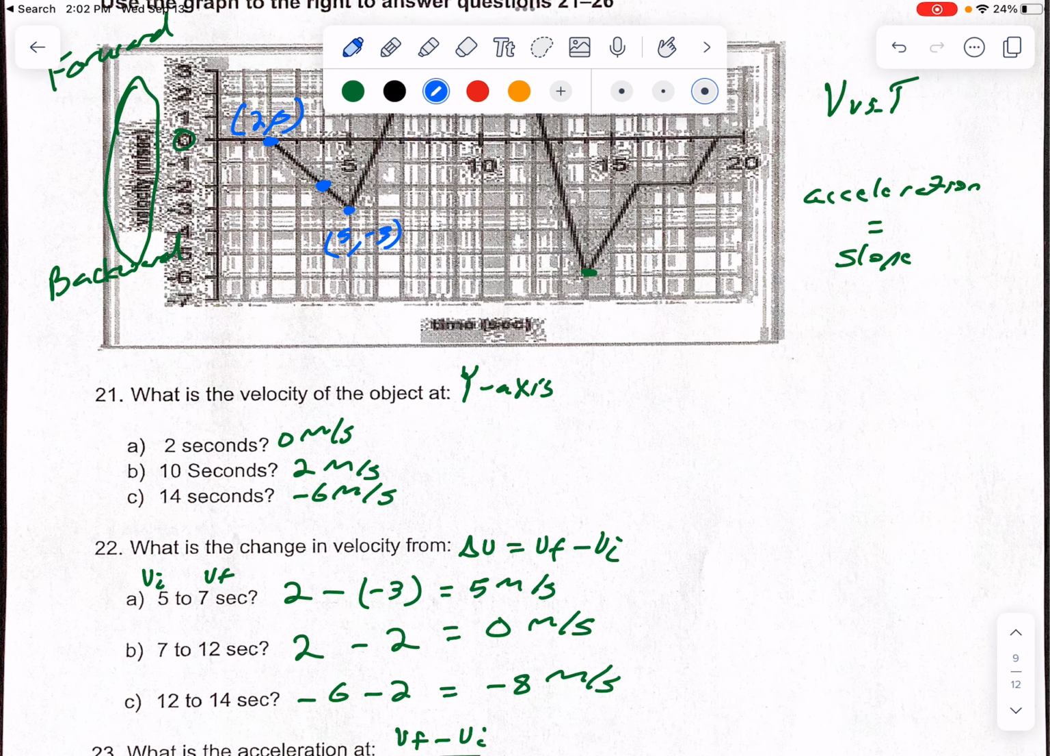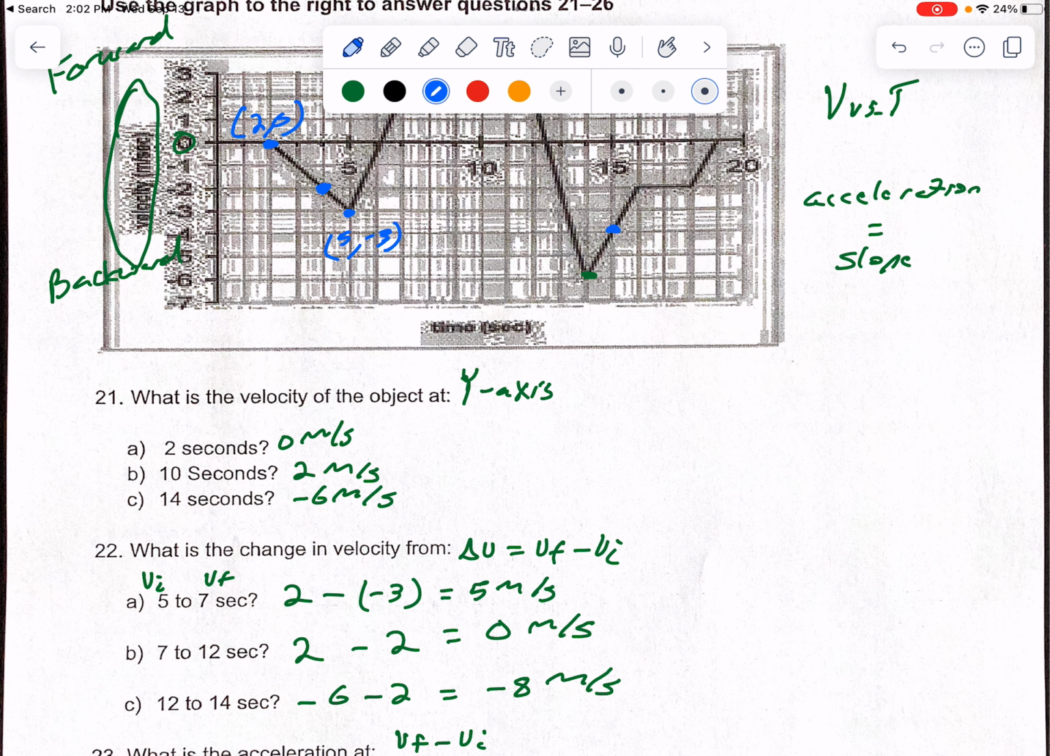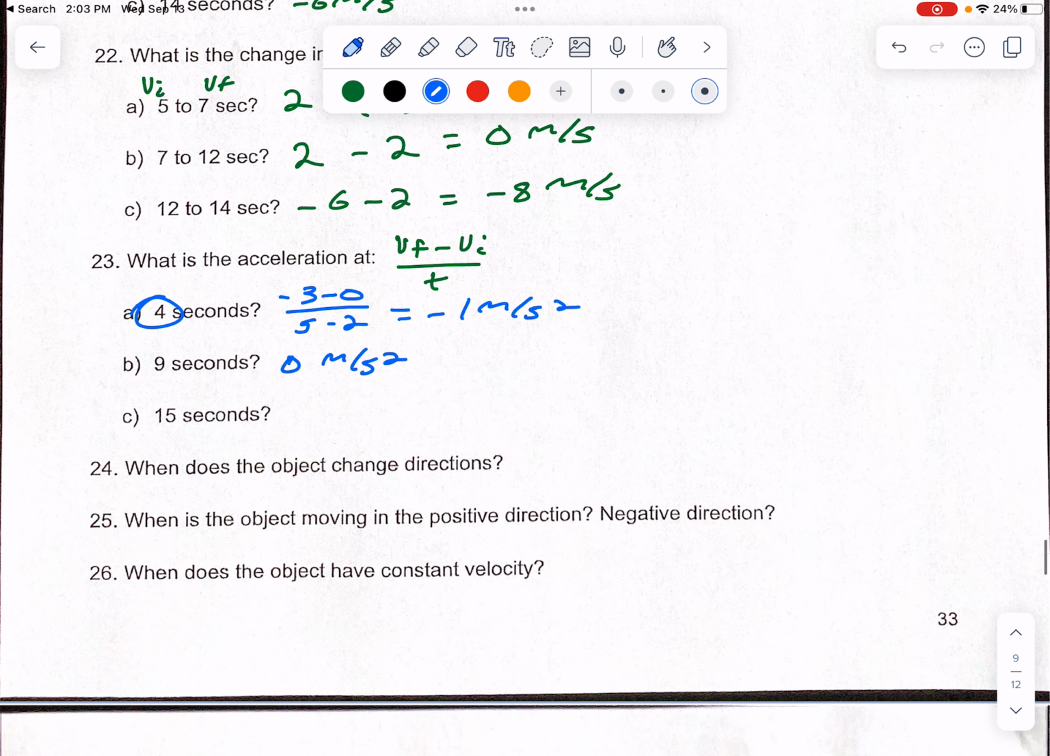And then at 15 seconds, you're right here. So all you need is your endpoints. Your endpoints right here would be 14, -6. And my endpoint here would be 16, -2. So Y2 minus Y1, -2 minus a -6 over X2 minus X1, so 16 minus 14. And you're going to get 2 meters per second squared.